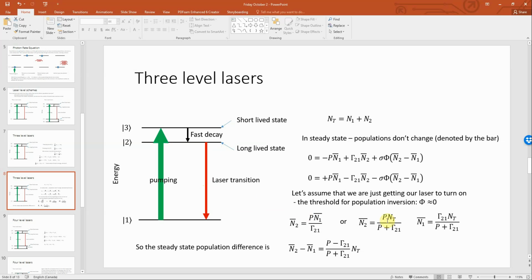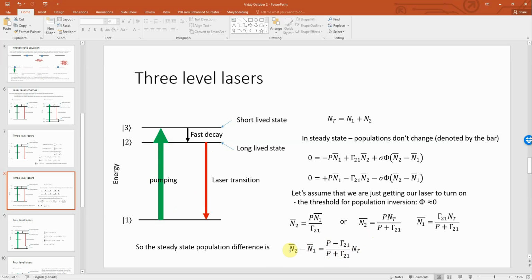And of course, you just make the substitution for n1, and you get that the steady state solution for the ground state is going to be this decay rate over the pumping rate plus the decay rate. And the steady state population difference, of course, is n2 minus n1, and we need to have population inversion. So n2 minus n1 is p, the pumping rate, minus this decay rate, gamma 21, over the pumping rate plus gamma 21, times the total number of states.